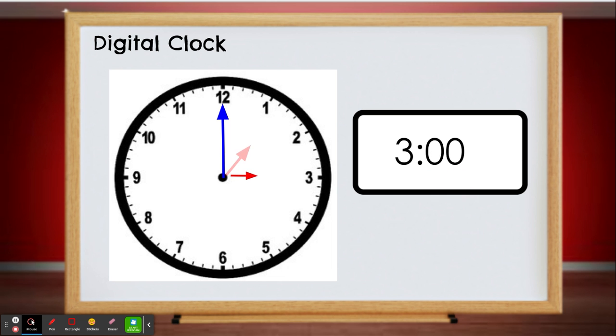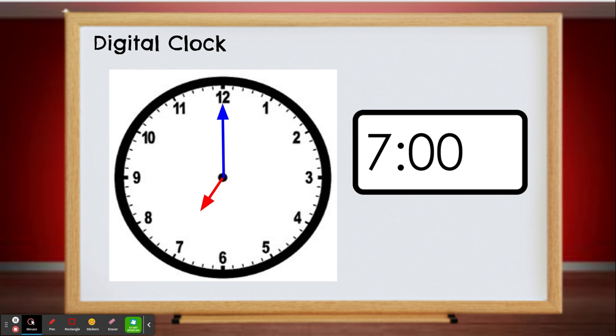Let's try another one. What time does our analog clock show? That's right. Our small hand is on 1 and our blue hand is on o'clock. So the time on the digital is 1 o'clock. What about this one? Yes, our hand is on 4, so it is 4 o'clock. Let's try one more. The small hand is on 7, so this means that the digital clock reads 7 o'clock.